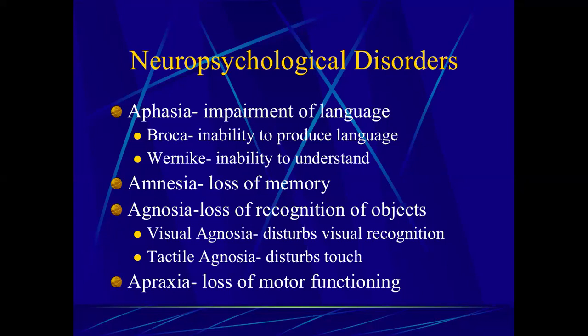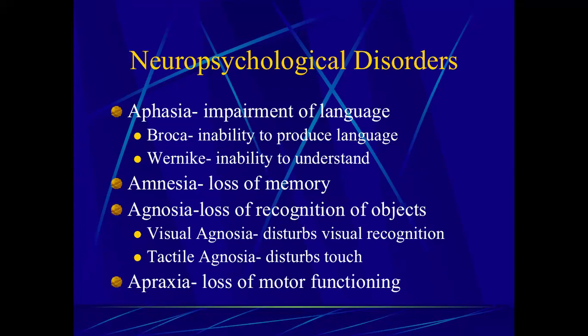Now, agnosia refers to an inability to recognize objects. Now, we recognize objects in different ways. The primary way we recognize objects is through vision. So we see something, we understand its shape, we understand its three-dimensional properties, and we say, oh yeah, I know what that is. That is a bottle of water, right?